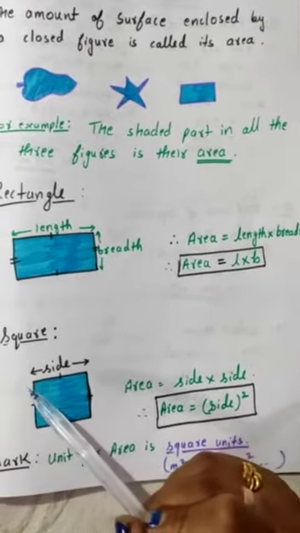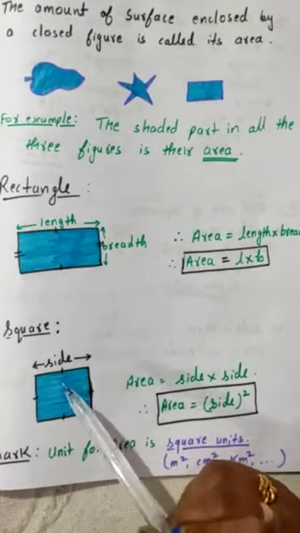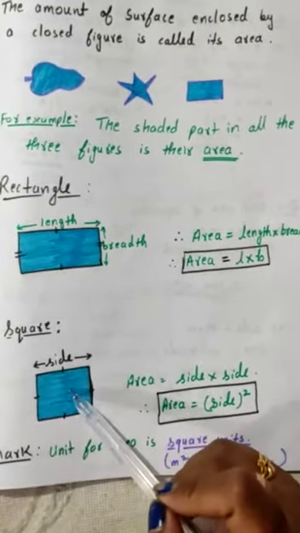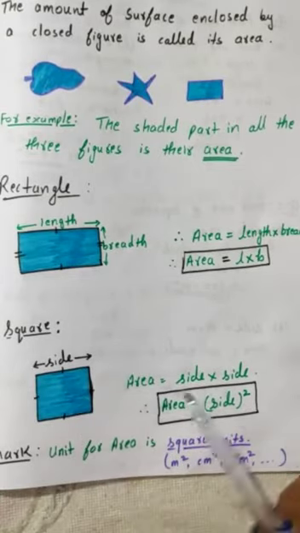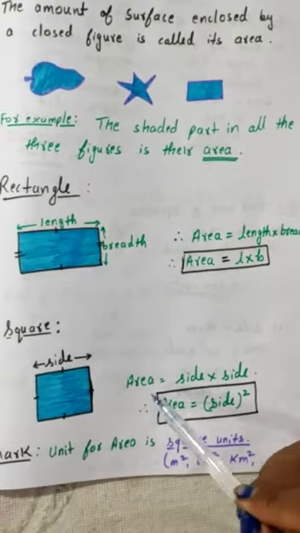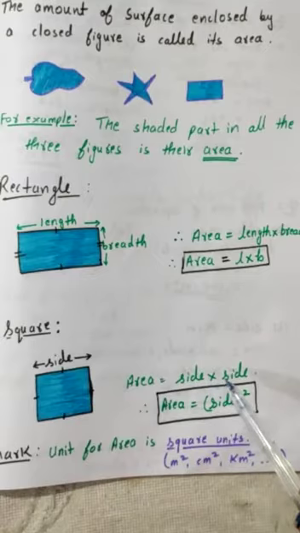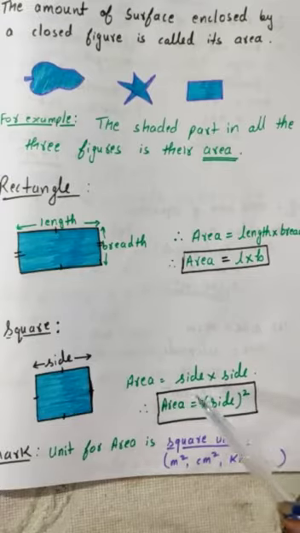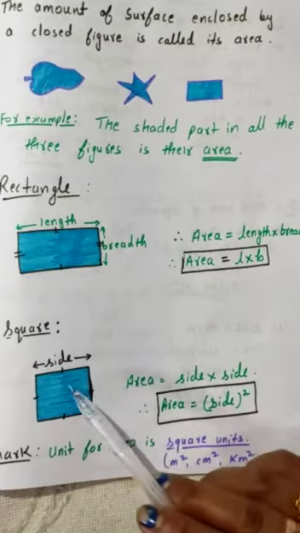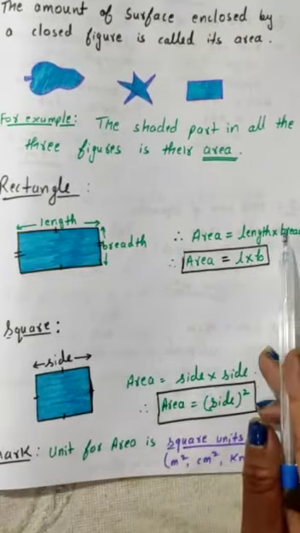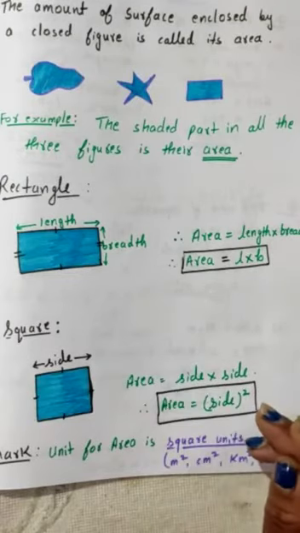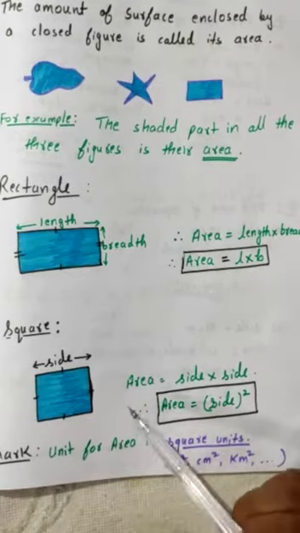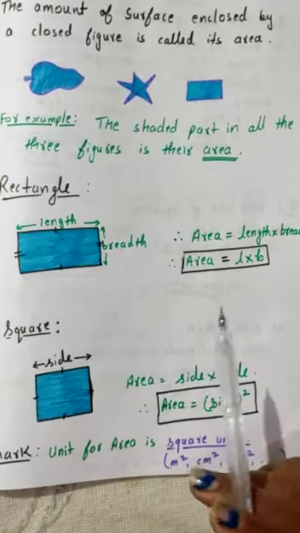Then you have next figure as square. You can see in square all the four sides are equal and its area is given by side into side, which you can also write as side square. Okay, so side into side is the area for square and length into breadth is the area for rectangle. And you have to remember that in perimeter units आपकी same रहती थी.